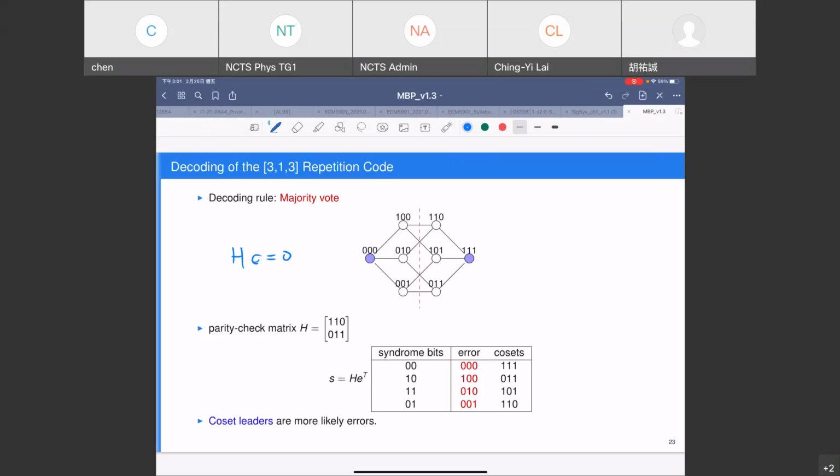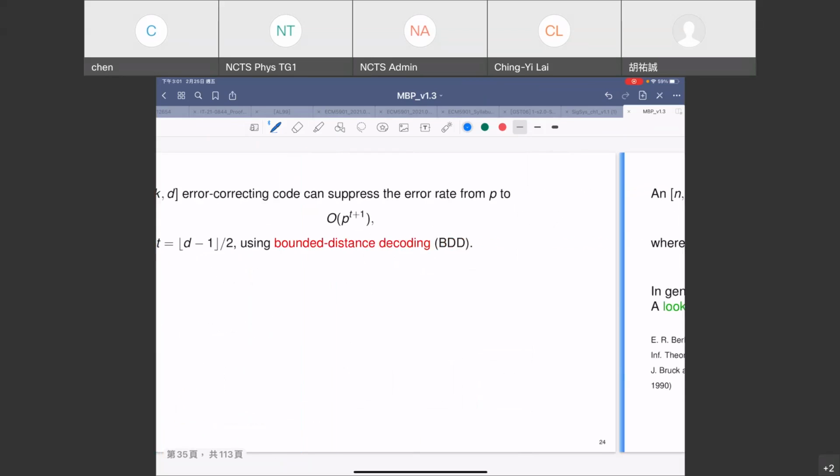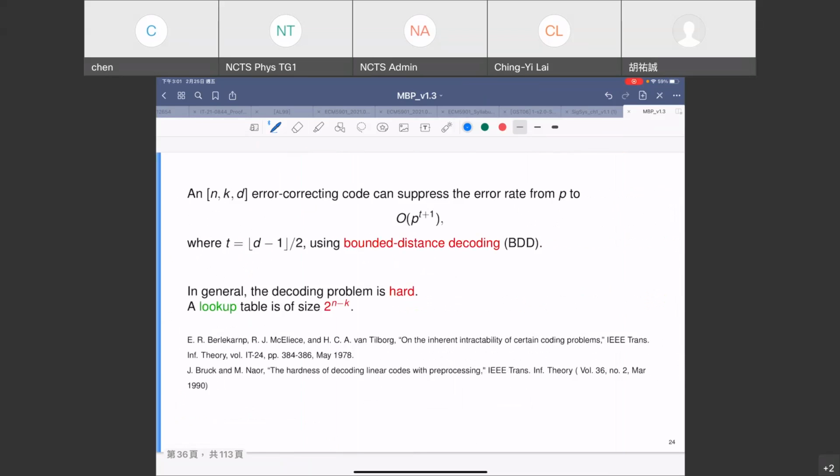We want a linear decoding, meaning that given an error syndrome, I can locate the error in polynomial time. So we would like to develop efficient decoding algorithms.